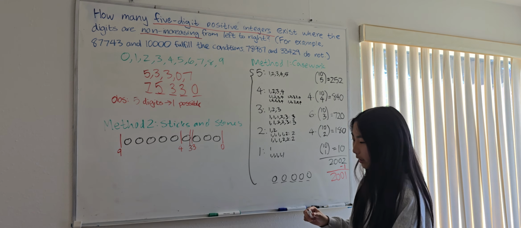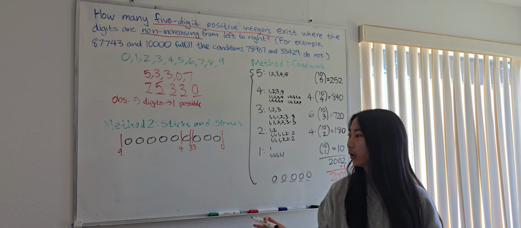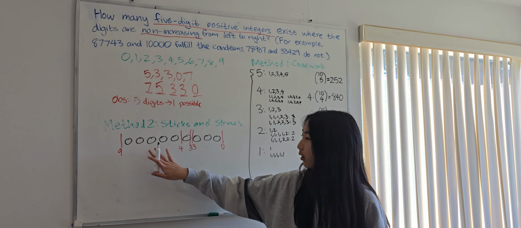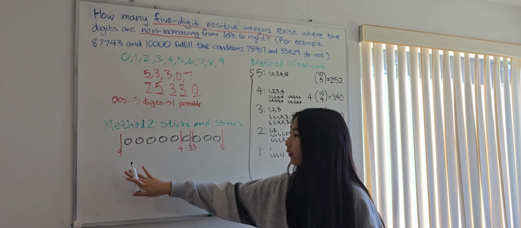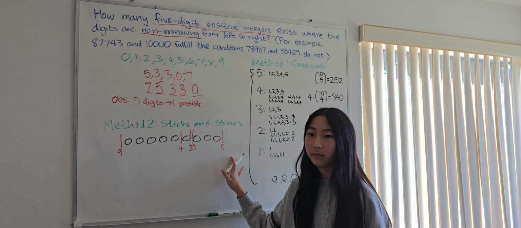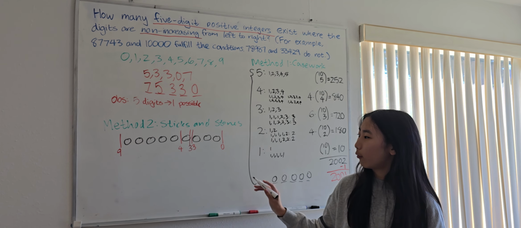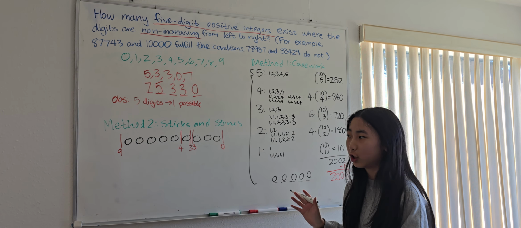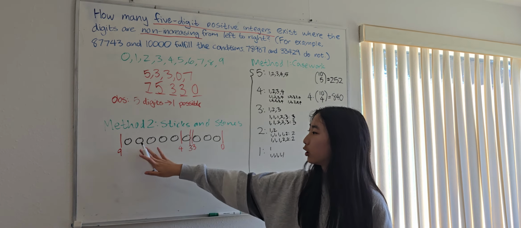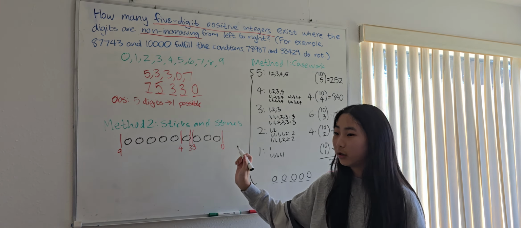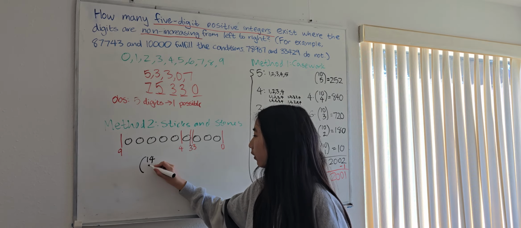In order to do this, we can think of these sticks and stones as 14 positions, where 9 of these positions have stones in them, and for the other 5 positions we have sticks. This means that in these 14 positions, we simply have to choose 5 of them to put the sticks in, and then place the stones in the remaining positions. So the number of ways to do this would be 14 choose 5.